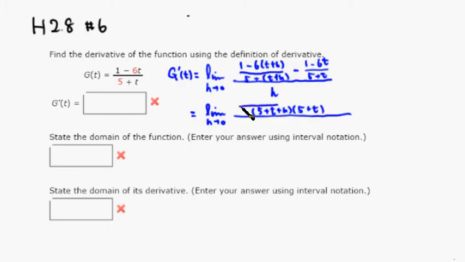The numerator: I'm going to multiply by 5, so it's going to be 5, and minus, let's see, 5 times 6 is 30t, minus 30h, and plus t minus 6t squared minus 6ht. Alright, so that was this.